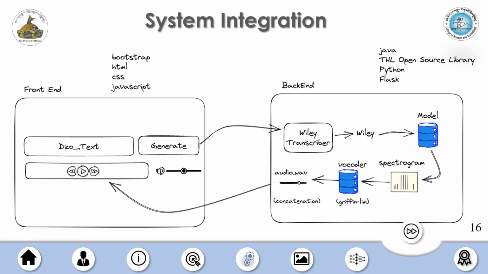System integration. To integrate our TTS model into a practical application, we developed a web app using the Flask framework. The front end of the web app includes a text area where users can enter Dzongkha text, as well as a generate button to initiate the TTS process. In the backend, we incorporated a transliteration tool to convert Dzongkha text into English letters. Then, this transliterated text is fed into our model to predict the corresponding mel spectrogram. The mel spectrogram is finally passed to the vocoder, which generates the audio output. The resulting output is displayed in the user interface. Now, let's proceed to a live demonstration of our web app.